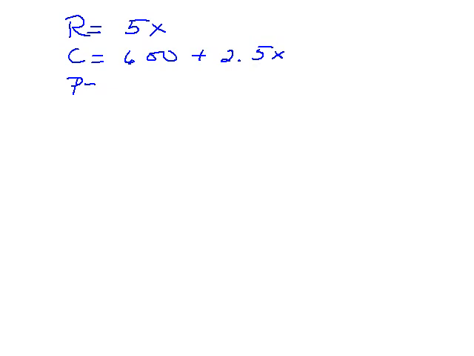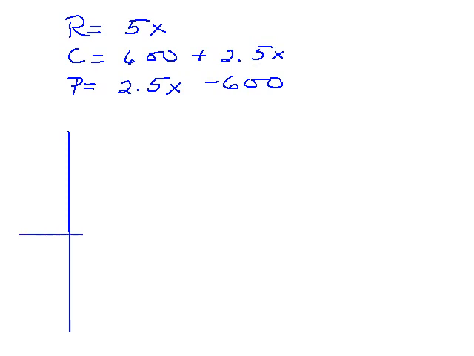I'm going to write these equations again just so we can look at them. R is 5x, C is 600 plus 2.5x, and then the profit is 2.5x minus 600. What I'm going to do now is graph these equations and show you how this works. Note that profit could be negative. When we speak in ordinary terms, we tend to think that profit means a gain. It doesn't always mean that.